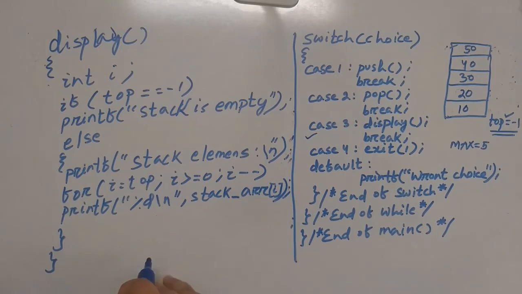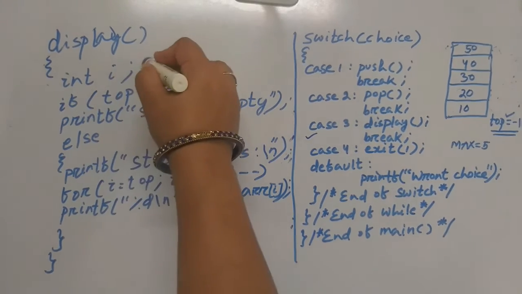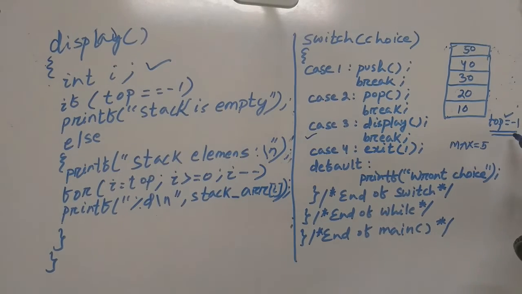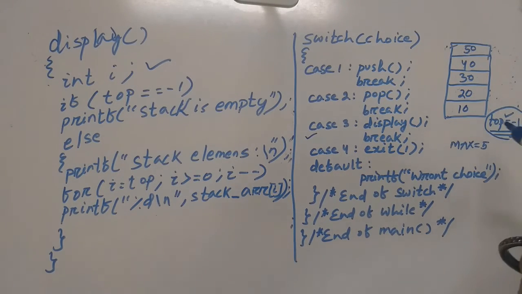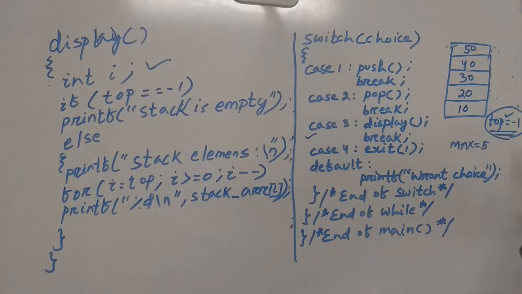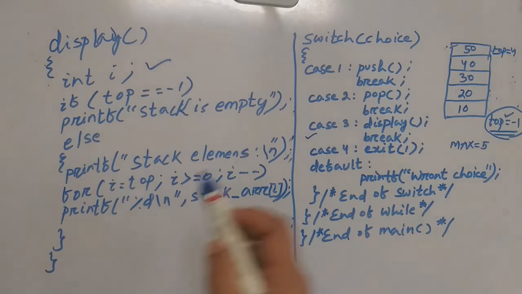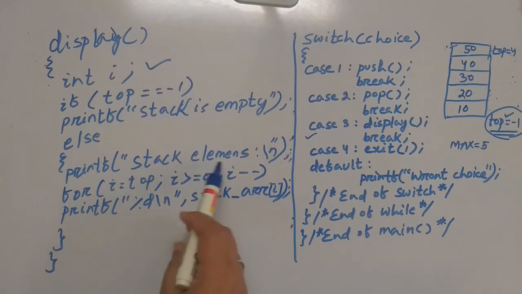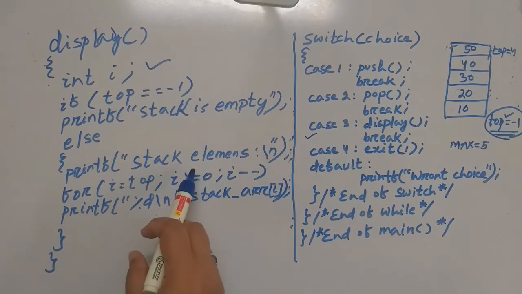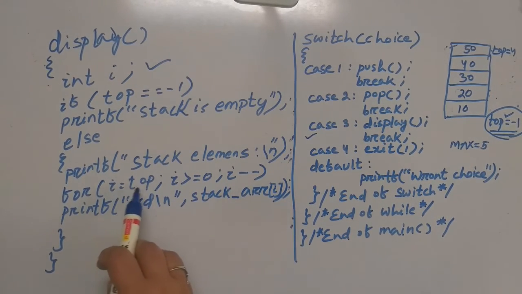So what does it mean? If integer I is taken for the for loop, and top equal to minus 1, that is the condition meaning the stack is empty. Else, the stack is not empty, because the top position here is max minus 1, which is 4. So printf stack elements: we want to print the stack elements, so one printf statement writes stack elements on our output screen. So for I equal to top.